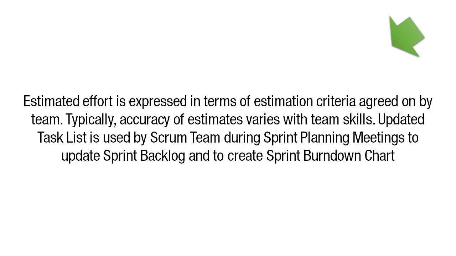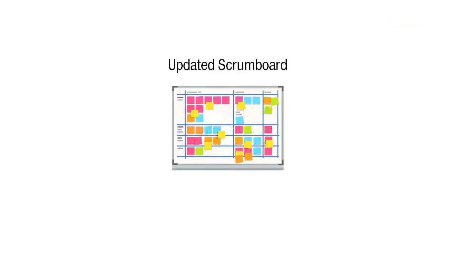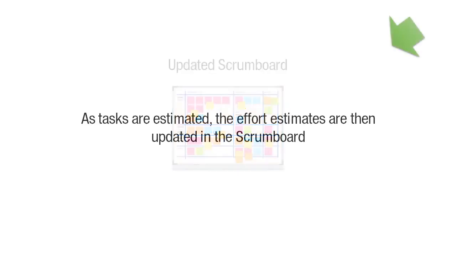The updated task list is used by the Scrum team during sprint planning meetings to update the sprint backlog and to create the sprint burndown chart. It is also used to determine if the team needs to reduce its commitment or if they can take on additional user stories during the sprint planning for the next sprint. Last output, updated Scrum board. As tasks are estimated, the effort estimates are then updated in the Scrum board.